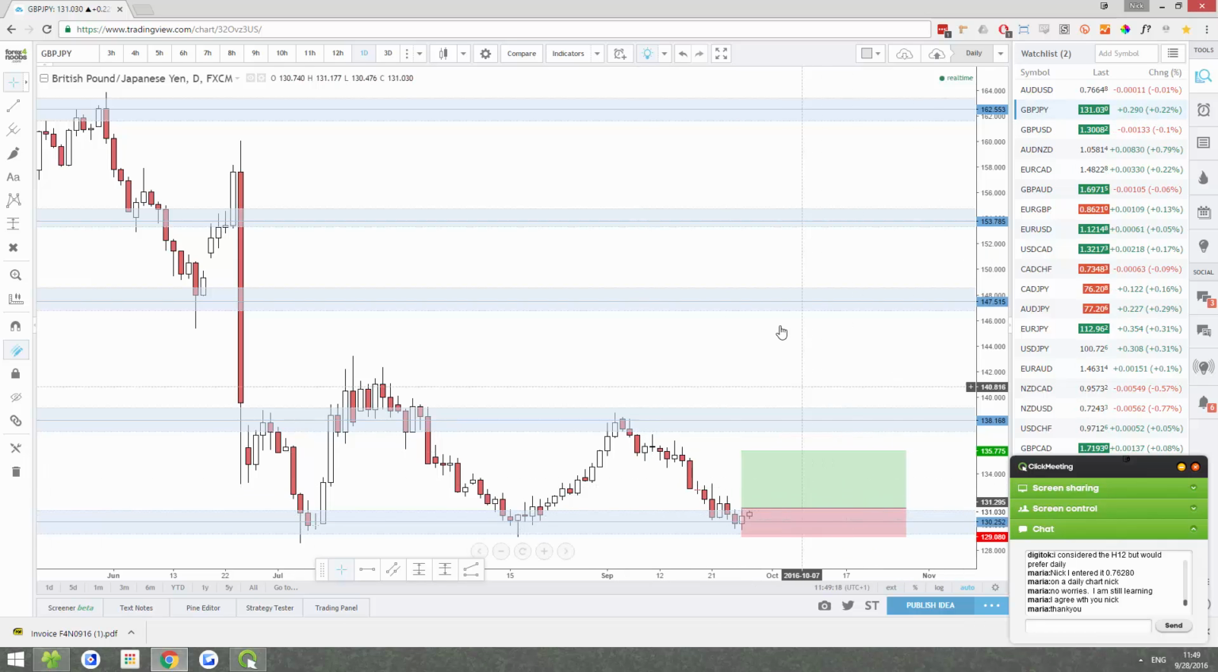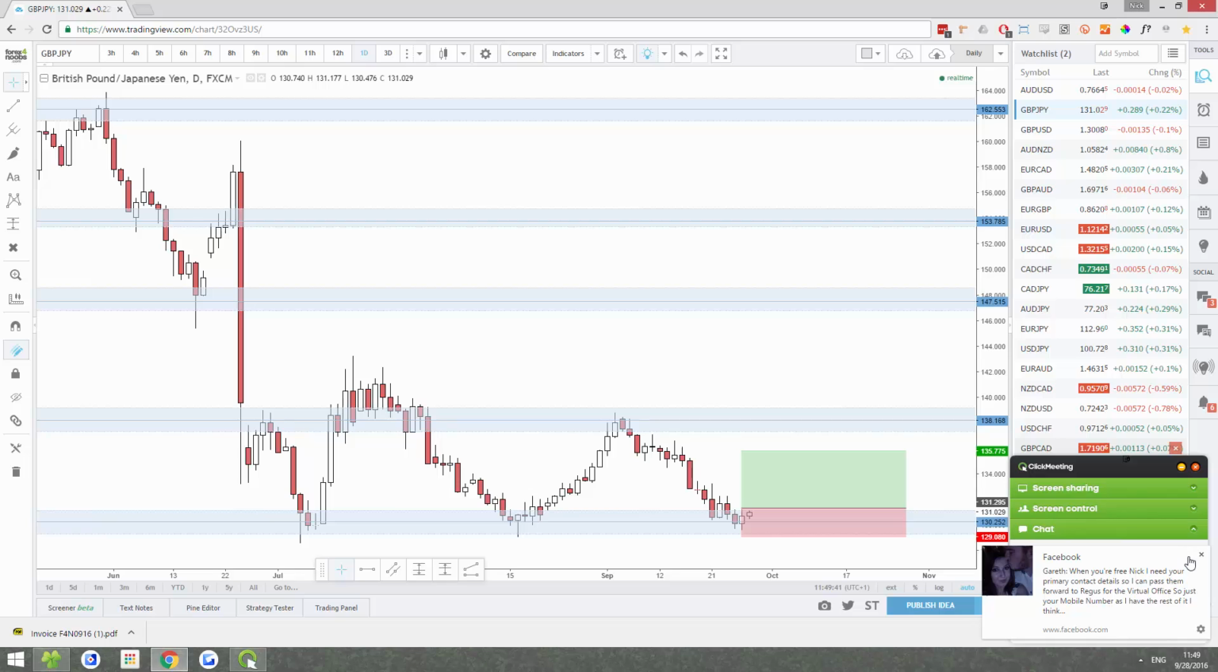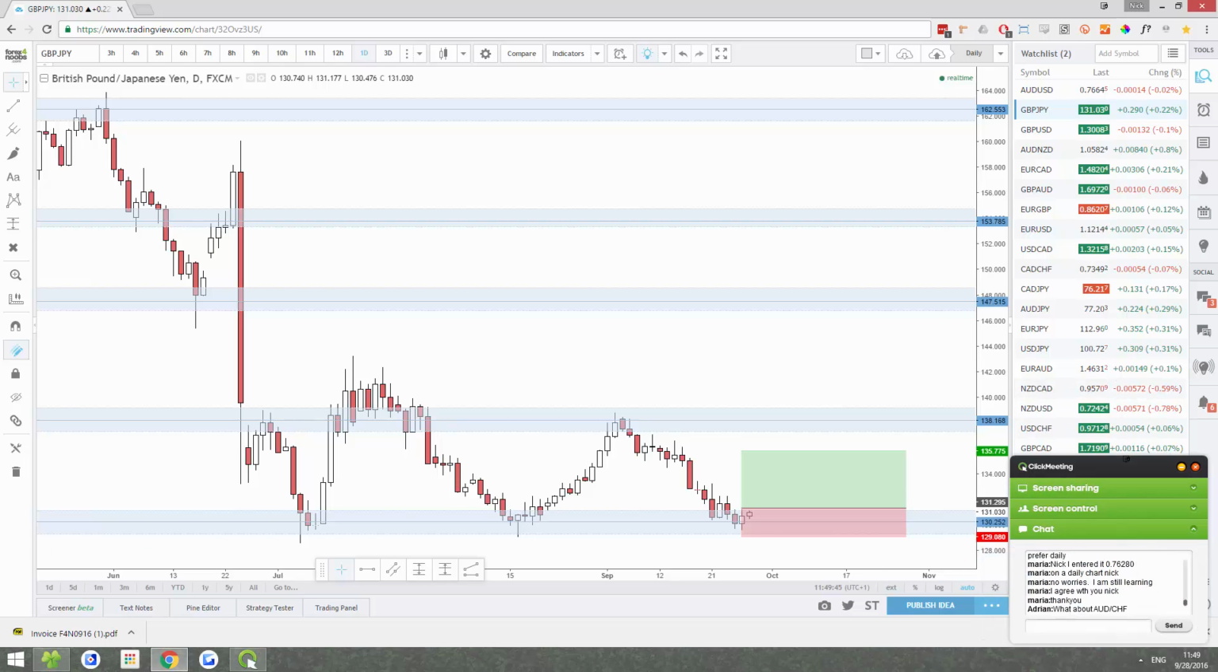GBPJPY looks like it's heading up, so I kind of want to end this webinar so I can go and monitor this potential setup. Possibly make it into a live trade video, because I haven't done one of those in a little while. So we'll see how that goes. So yeah, do keep an eye on AUDUSD and GBPJPY, but I think that pretty much is everything for right now. So I'll see you guys for tomorrow's webinar.